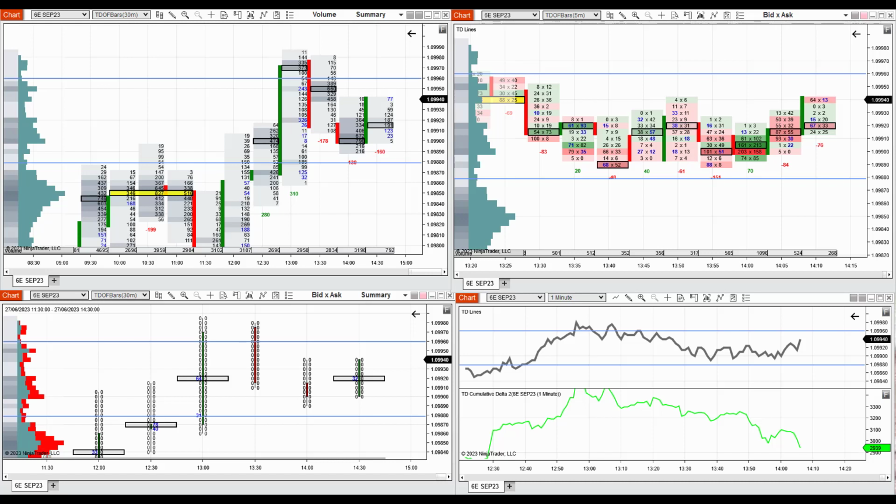happens here. The price tested that first little resistance here and started to move above it. I don't like that. Looks like this could be maybe the breakout. Yeah, I don't like this at all.